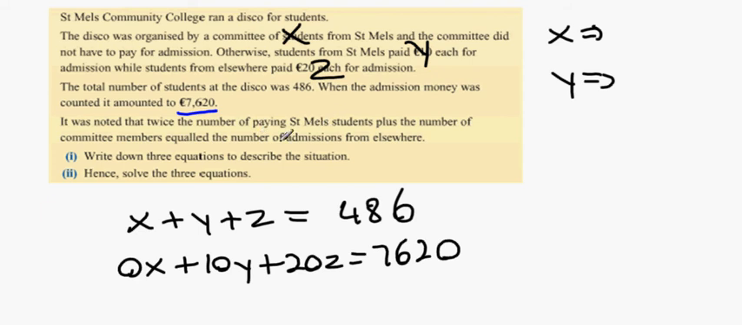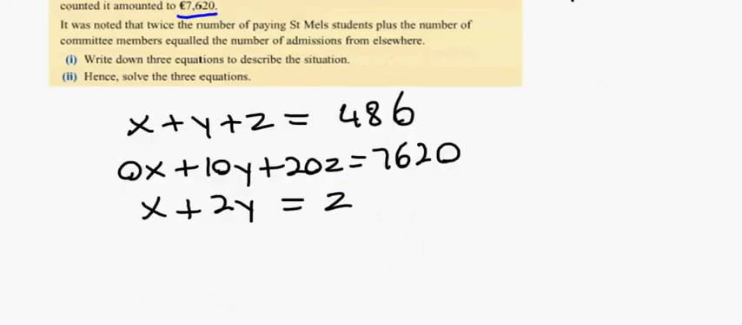And then it goes, it was noted that twice the number of paying St. Mel's students, that's 2y, plus the number of committee members, x, equaled the number of admissions from elsewhere. So x plus 2y equals z. Okay, these are our three equations, A, B and C.